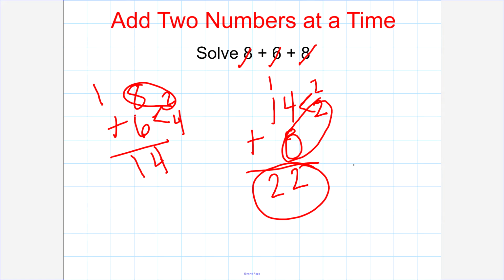For some kids, third grade, adding 2 numbers at a time is the best strategy because it's easier for them to keep track of just 2 numbers at a time.